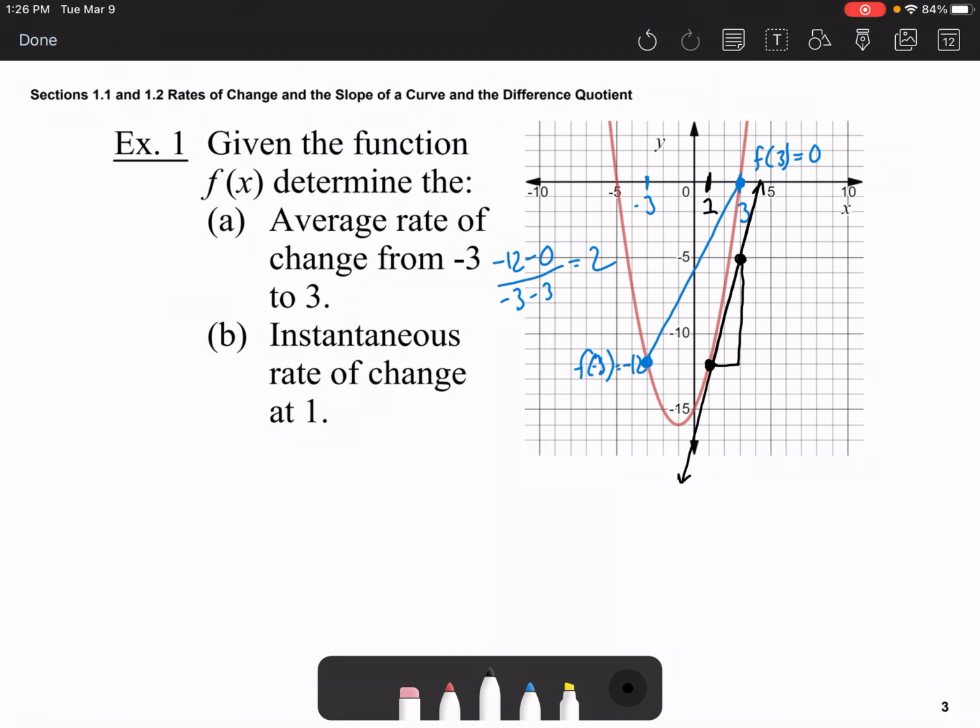So here my rate, or my run, is 2 units. My rise is 2, 4, 6, 7 units. So in this case, my instantaneous rate of change is approximately 7 over 2, or, if I wish, 3.5. But again, this value is an estimate and is an approximate number based on your drawing of your slope.